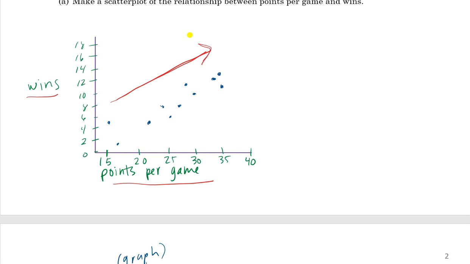Data that isn't linear, for example, would look something like this. If you notice, that kind of makes a bowl. It should remind you of a parabola. This data is not linear. In fact, it's quadratic. It's a parabola, parabolic, if you will. But the data from the SEC wins and points per game, that's linear.